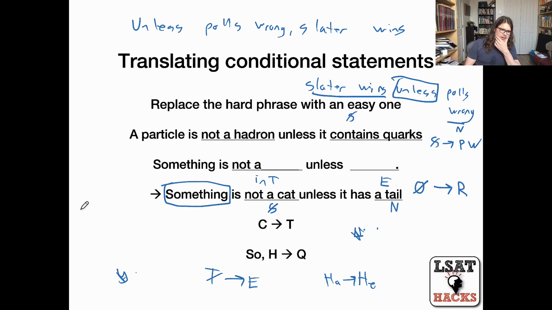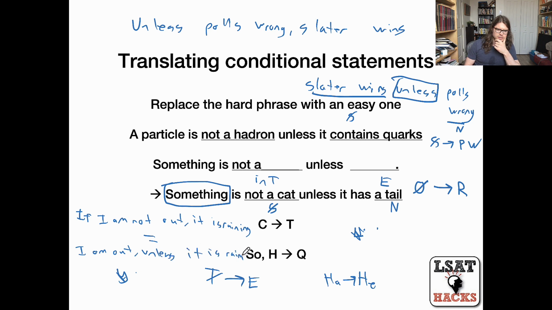And let me just see if I can write down this if not unless. So like, if I am not out, it is raining. This is the same as: I am out unless it is raining.